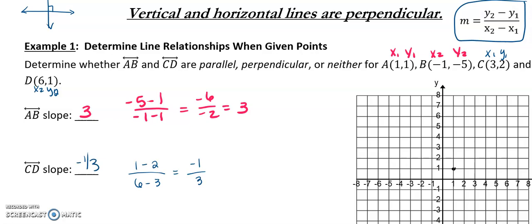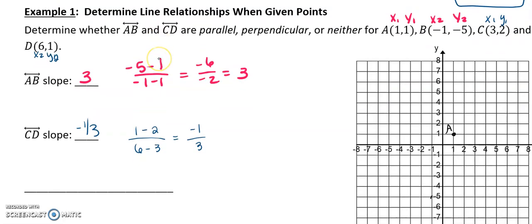1, 1, and we want to label that A. -1, -5. Let me scroll down here. And that is B. And then we're going to graph 3, 2, and 6, 1. And I should label that C and D, and then there's our A and our B. Sorry, I don't have a straight edge, being a bad example.